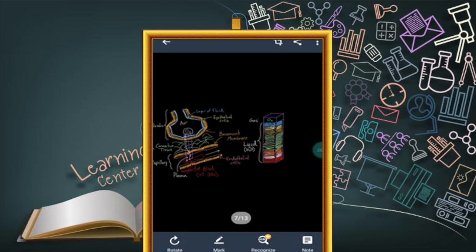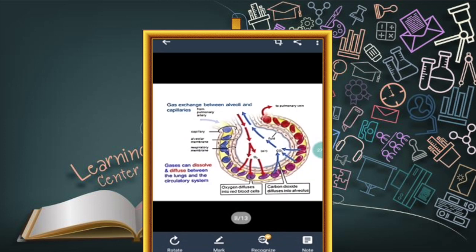Which process is this in total? The diffusion process, from high concentration to low concentration. We already discussed the partial pressures here. Is it clear? So we can observe from the alveoli to the blood capillaries how the oxygen diffuses into our red blood cells, and how the carbon dioxide diffuses into the alveolus, from high concentration to low concentration.